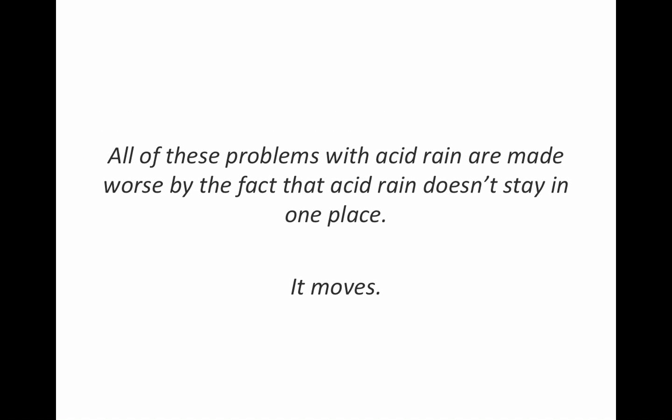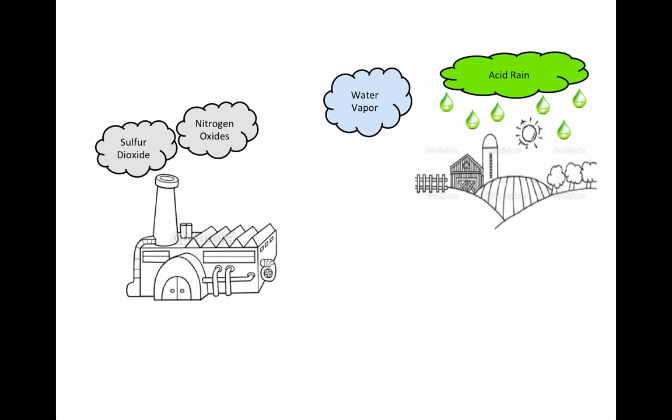All of these problems with acid rain are made worse by the fact that acid rain doesn't stay in one place. It moves. As we've said, acid rain is caused by pollution from factories. When factories put pollution into the air, it goes high up into the atmosphere. Then it's carried by winds to other places. Sometimes it crosses a border, moving from one country to another country. By the time it rains down, the rain isn't hurting the people who caused the pollution. It's hurting people and ecosystems someplace else.